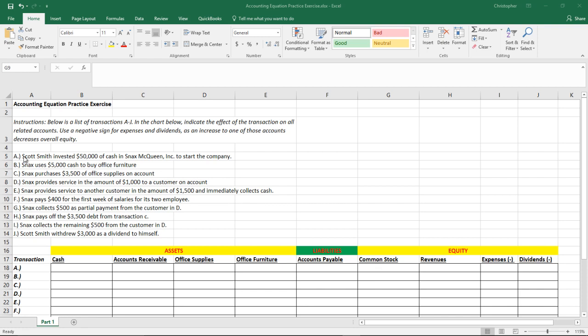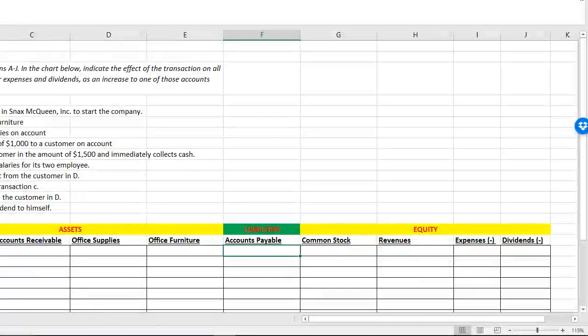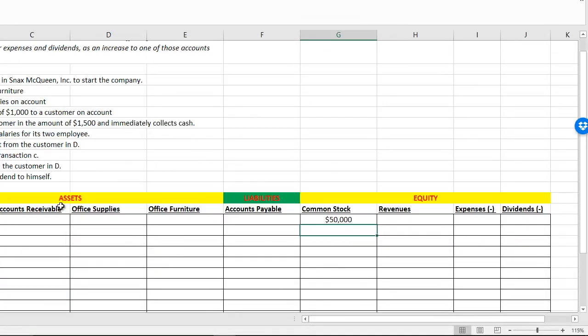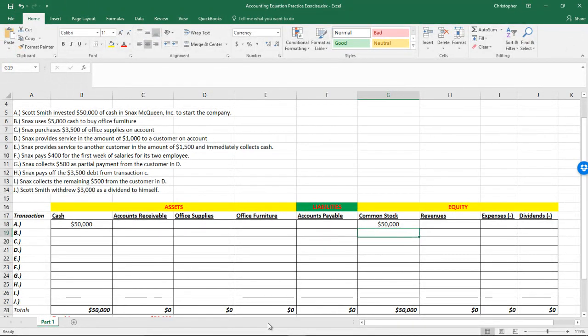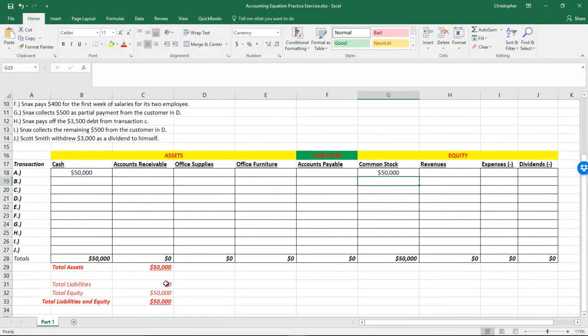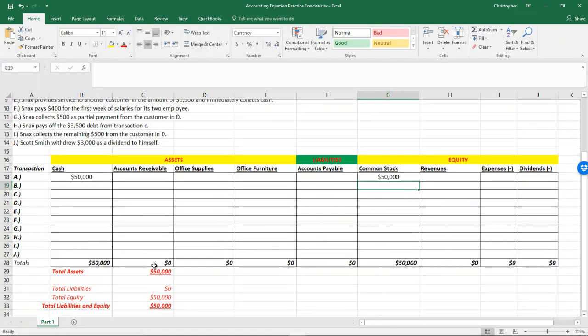So let's take a look at transaction A. Scott Smith invested $50,000 of cash in Snacks McQueen Incorporated to start the company. So with this, we would take $50,000 and we would increase cash by that amount. We would take a look at the common stock because this investor, this owner is investing money into the company, and this would be a $50,000 increase there as well. Now, as you can look down at the very bottom, you'll see we have the assets, liabilities, and equity. These two totals must always remain in balance.